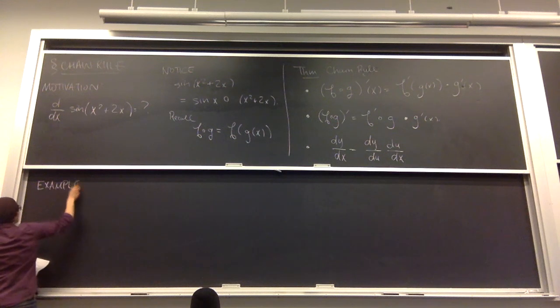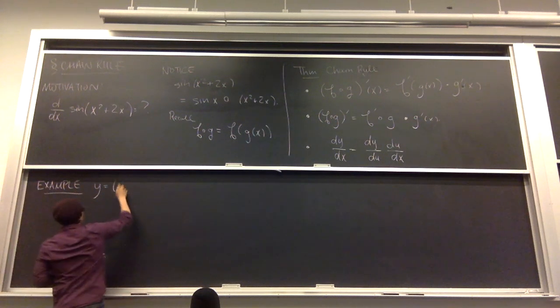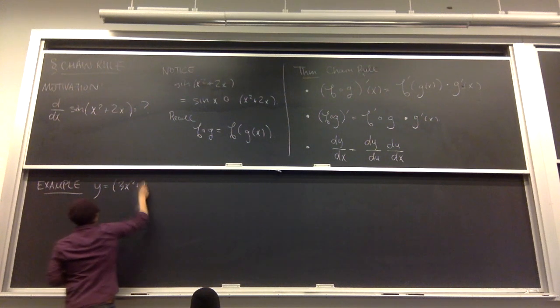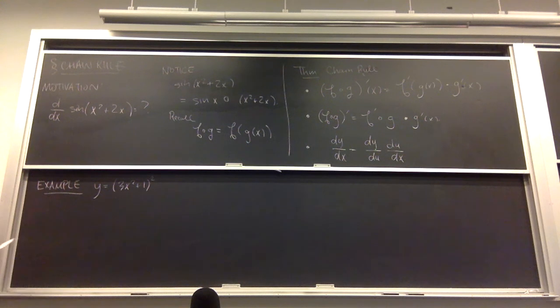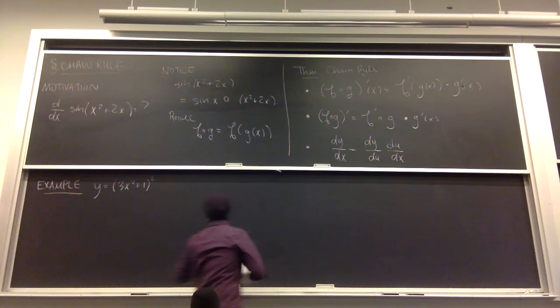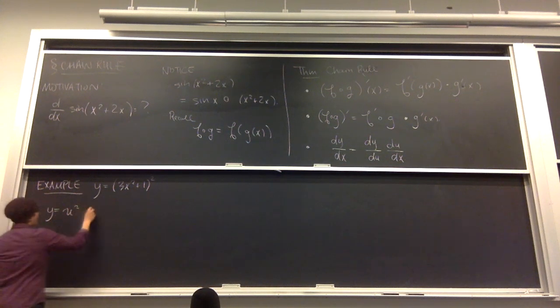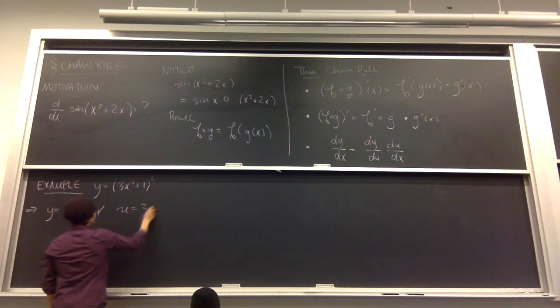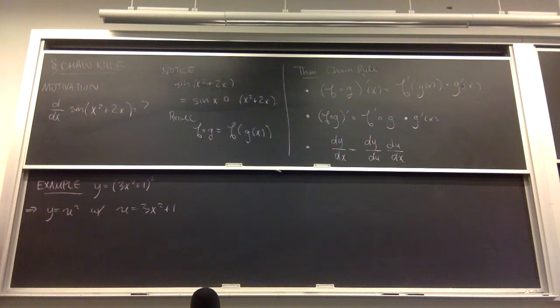I'm going to do it in a couple ways. Okay, so what do we got? We got y is equal to (3x squared plus 1) squared. So let's do it in 2 different ways. The first way I'm going to do it is by number 3 down here. So I'm just going to say, well, this means that y is equal to u squared with u is equal to 3x squared plus 1. Nothing too fancy yet, yeah?